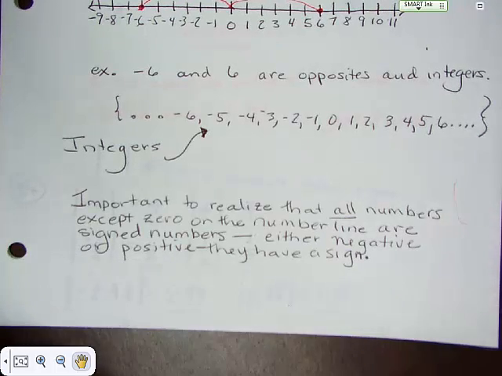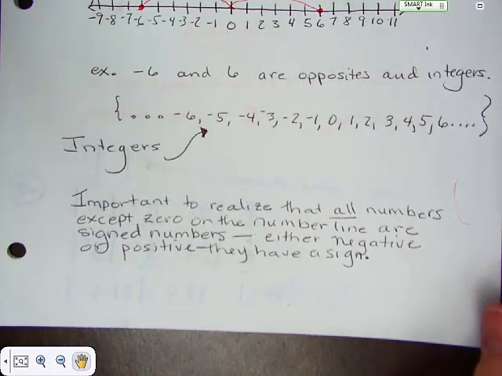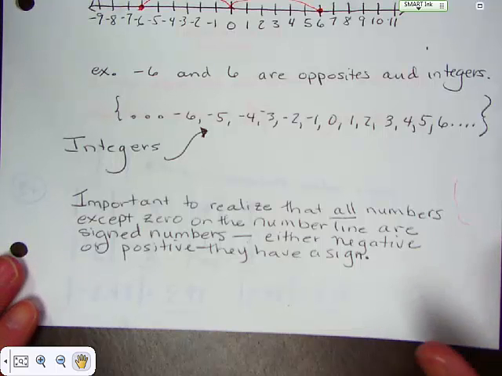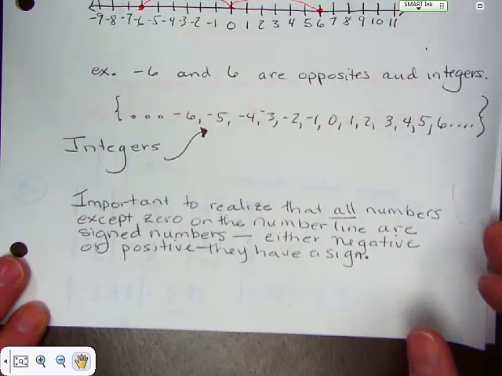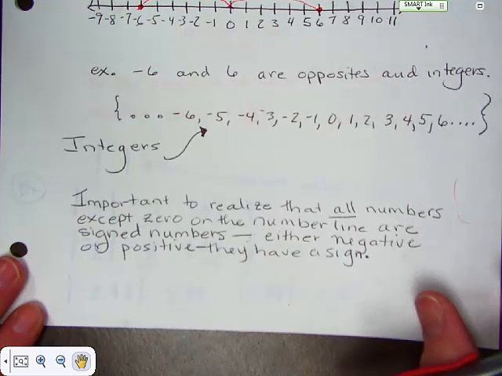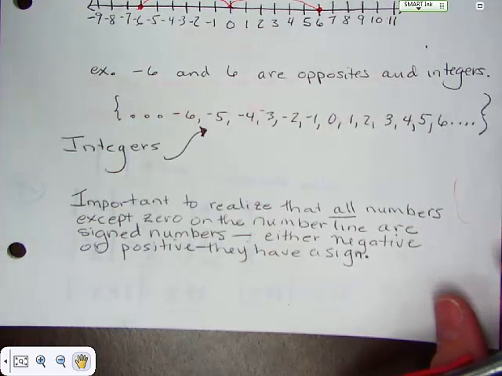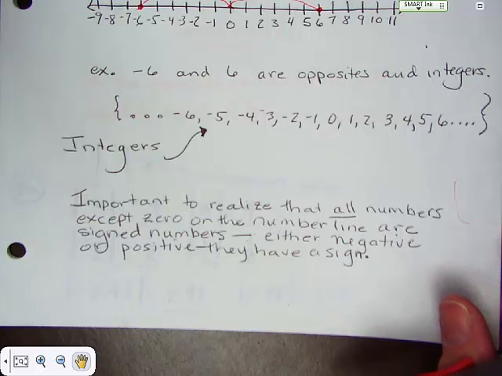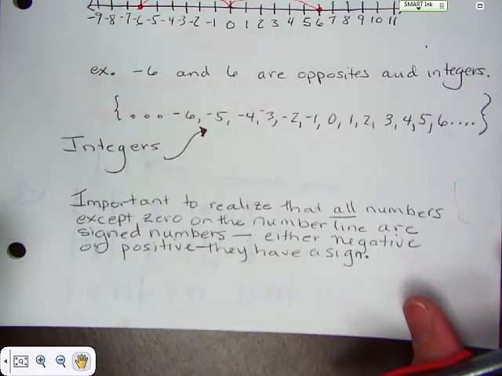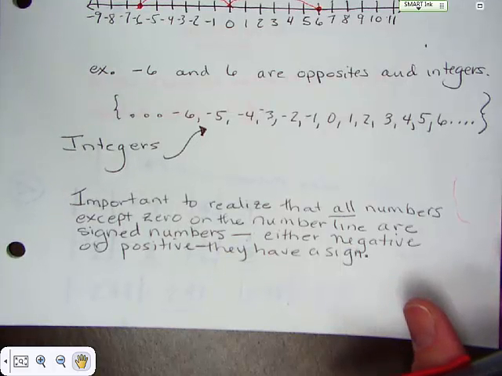It is important, though, to realize that all numbers except for 0 on a number line are signed numbers, meaning they have a positive or a negative sign. 0 is the only one that doesn't have that. And by the way, that includes decimals too. It makes no difference whether they're decimals as far as sign is concerned. You can have a -0.765347 and 0.7564379, and one's a negative, one's a positive, but they're still numbers. They're just not integers. Okay?